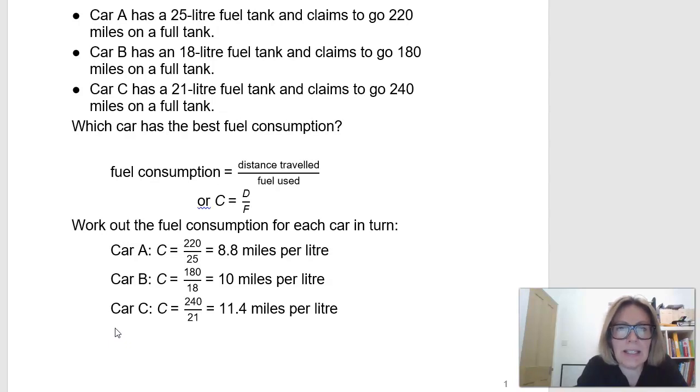For car B, we can do the same thing. It goes 180 miles on a full tank, which is 18 litres. 180 divided by 18 is 10, so it does 10 miles per litre of fuel. And car C, that one goes 240 miles on a full tank, which is 21 litres. So that car will travel 11.4 miles on 1 litre of petrol, compared to car B, which could only go for 10 miles, and car A, which can only travel 8.8 miles on 1 litre of petrol. So car C has got the best fuel consumption.